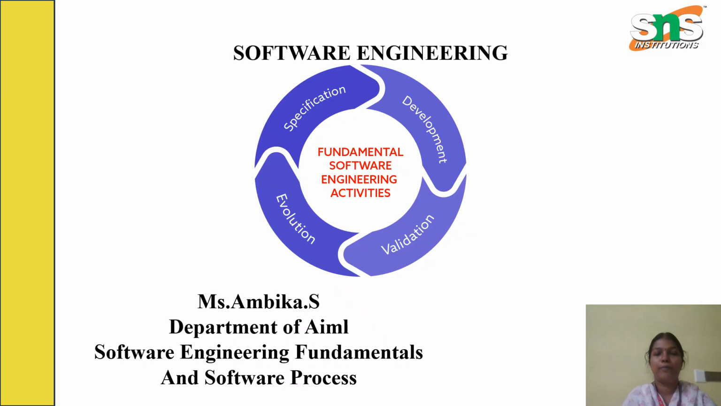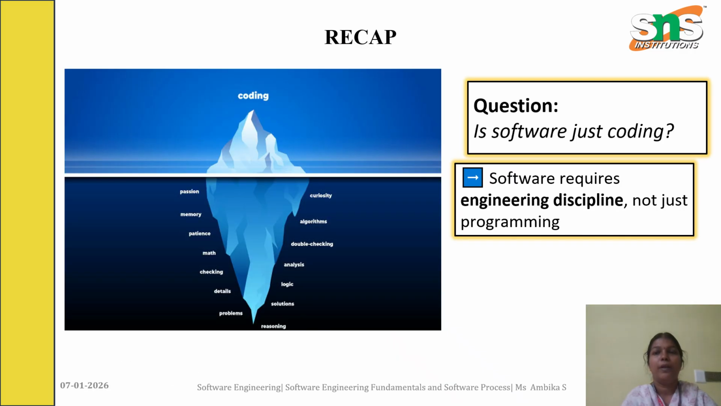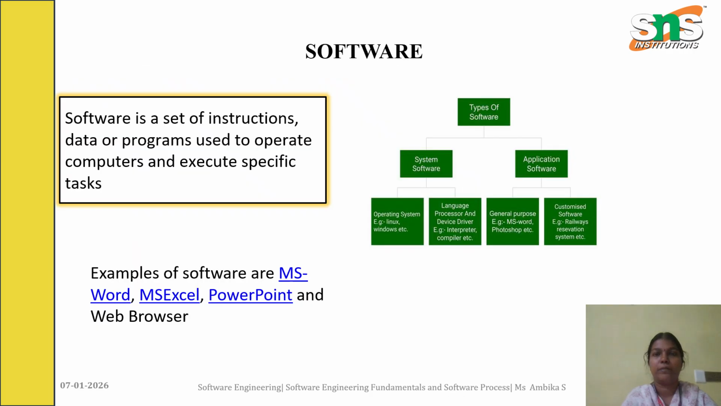We are going to discuss software engineering fundamentals and software process. Is software just coding? No. Apart from coding, it also requires engineering discipline, not only programming. Software is nothing but a set of instructions, code or data which is used to operate a computer to perform some specific task.